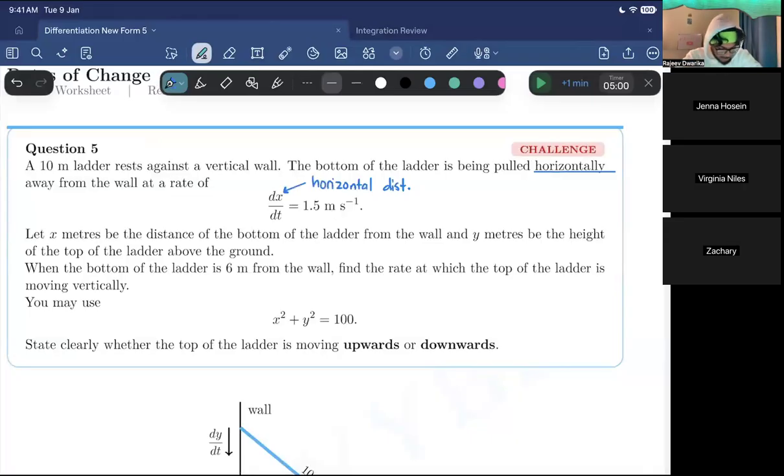Let x meters be the distance from the bottom of the ladder from the wall, and y meters be the height of the top of the ladder above the ground. When the bottom of the ladder is 6 meters from the wall, find the rate at which the top of the ladder is moving vertically. You may use x squared plus y squared is equal to 100.